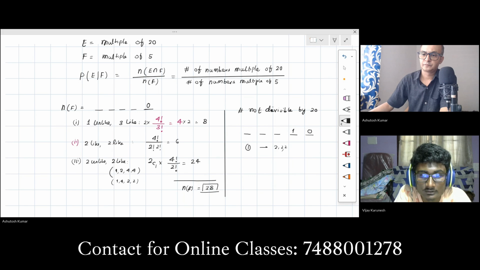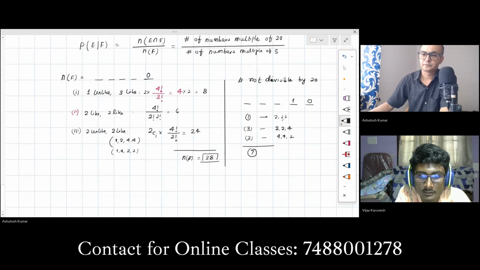Then 2 like and 1 unlike. The 2 like can be either 2 or 4. 2, 2, 4 or 4, 4, 2, correct? Yes, sir. In this case I have 3 ways, 3 factorial by 2 factorial. And in this case also I have 3 ways. So in total I have got 7. So the total number of answers will be 31.